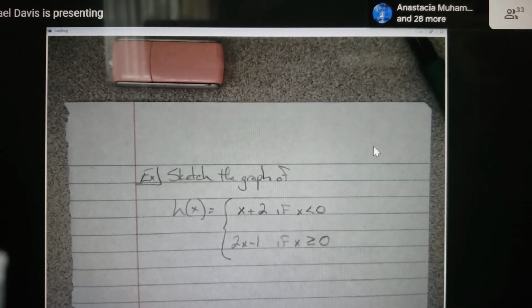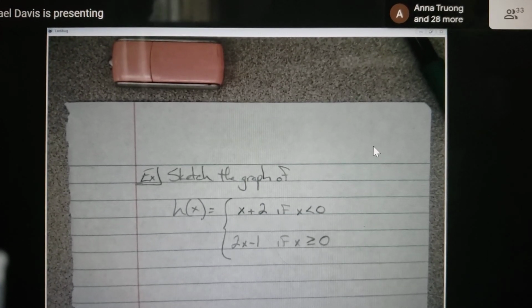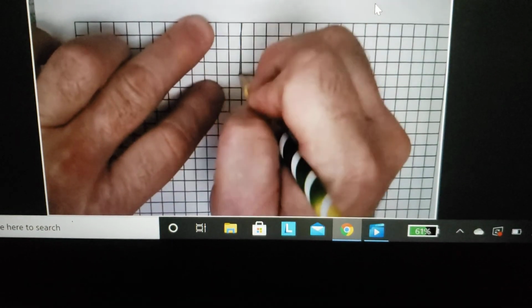If you take my advice and you start your graph where the y-intercept is going to actually be a point, so are you going to use the first expression or the second?